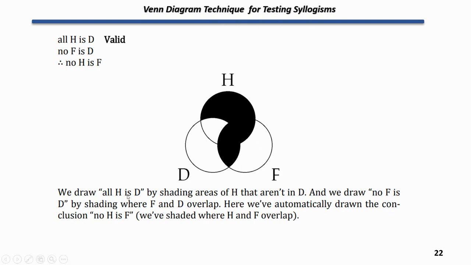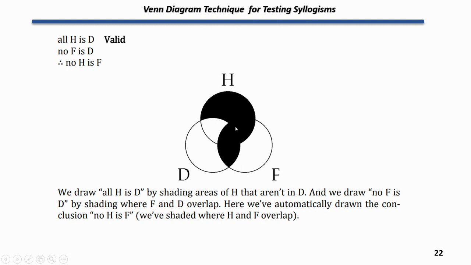So how to solve this? We draw all H is D by shading areas of H that are not in D. This we have done. Then we draw no F is D by shading where F and D overlap. This is the portion. Here we have automatically drawn the conclusion that no H is F, so we have shaded where H and F overlap.